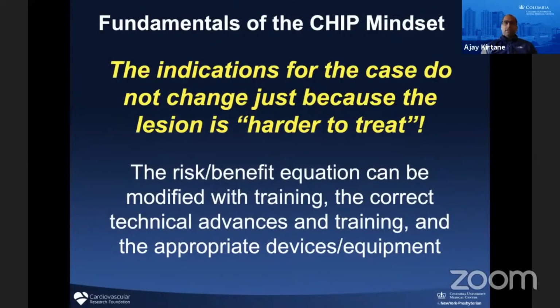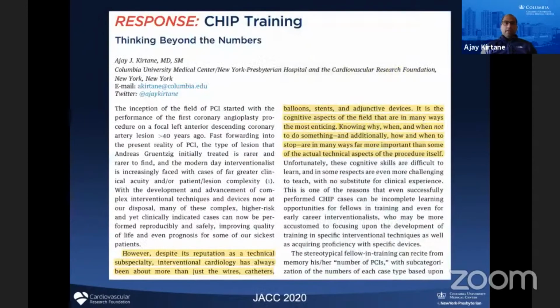So just to conclude, I would just say the fundamentals of the CHIP mindset are that the indications for the case, the clinical indications, don't change just because a lesion is harder to treat. We need to train ourselves to learn how to take care of these patients, but we also need to know how to do it and when not to do it as well. And I tried to convey that in a piece I wrote as a response to a CHIP training document by Robert Riley and Jack in 2020. And I'll just read you what I wrote at this end.